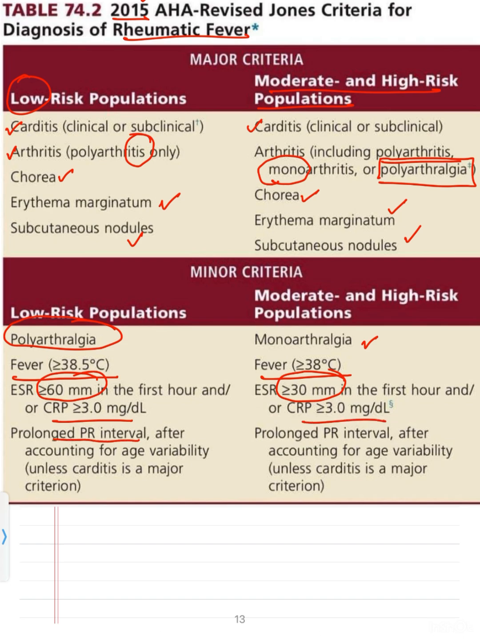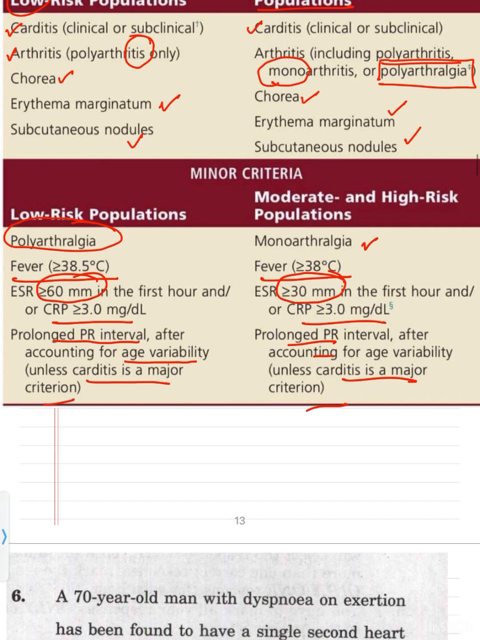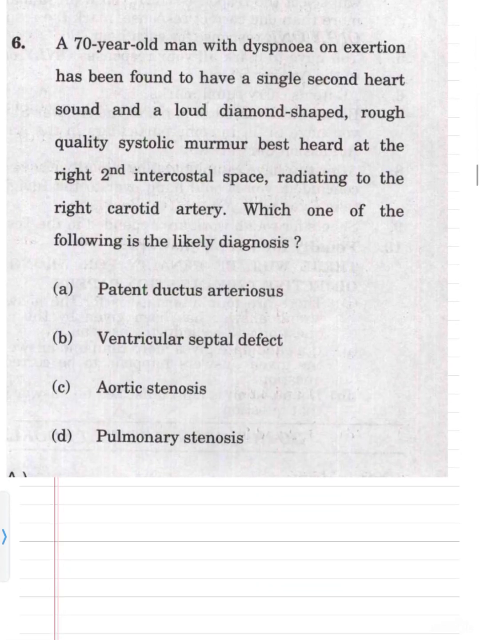Prolonged PR interval, we know that we take PR interval by accounting for the age variability. But we have to take this criteria only if carditis is not a major criteria. You cannot say that we have taken carditis and we have also taken the prolonged PR interval. This cannot happen. Now coming to the sixth question.